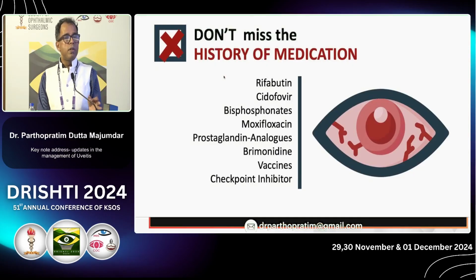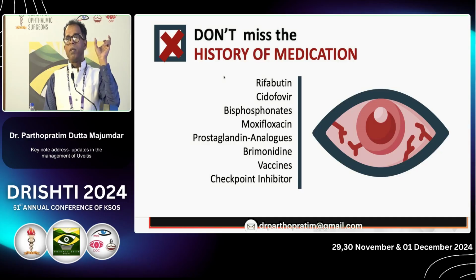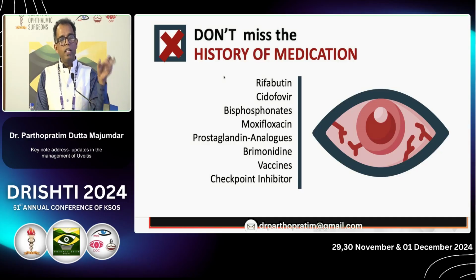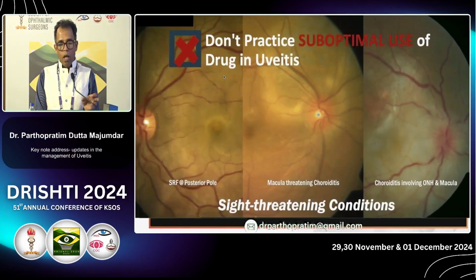Next, a few drugs, these are notorious to cause inflammation, so always take the history. If you don't know the commercial name, just Google search, you'll get the name and check whether the uveitis is because of any of these drugs which are the culprit. And don't use drugs suboptimally in sight-threatening conditions. No point of treating these patients with only immunosuppressive biologic or a low dose of steroid.